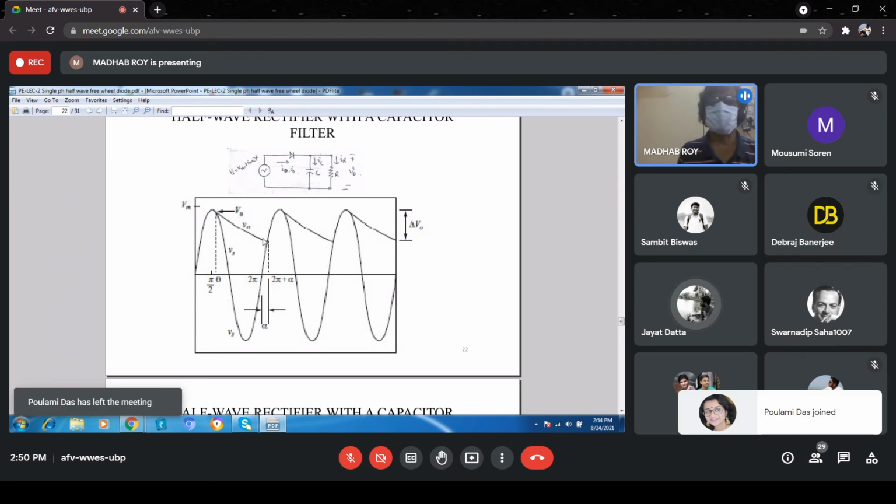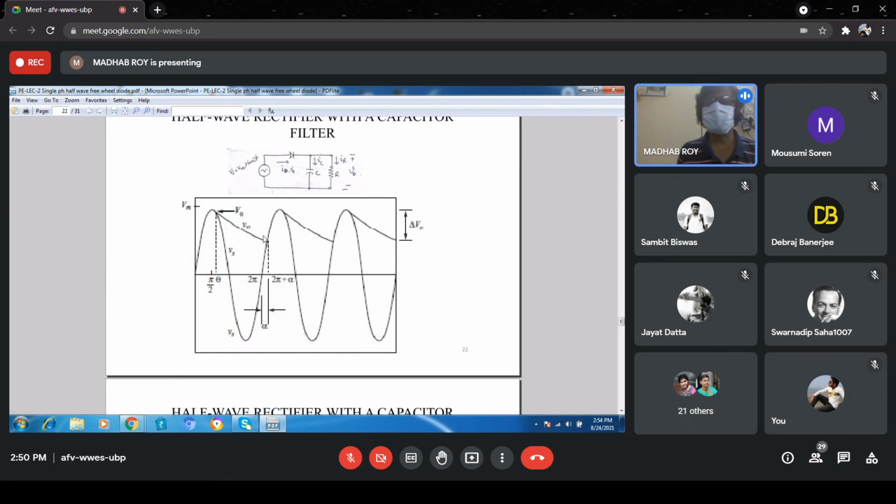Gradually it will discharge to this point, and the load current will be continuous. So there will be no discontinuity of load current. Through the resistance there will be load current. One portion comes from the charging, another portion from the discharging of this capacitance. So this is the action.